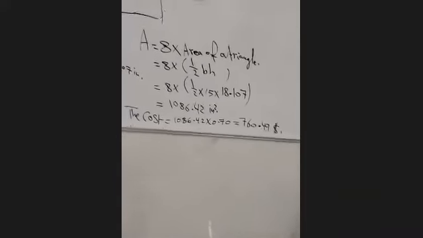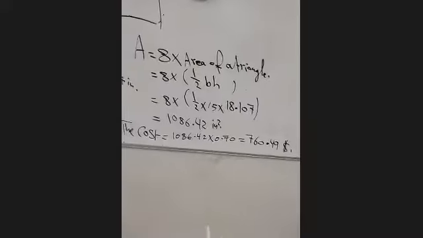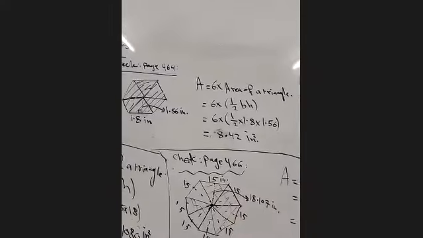To find the cost, guys, we multiply the area by the cost of each square inch, and the answer would be 760.49. This is the check, page 466. This is the check, page 464. This is example 1.